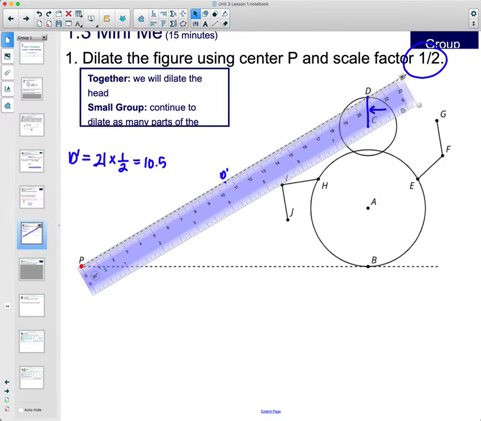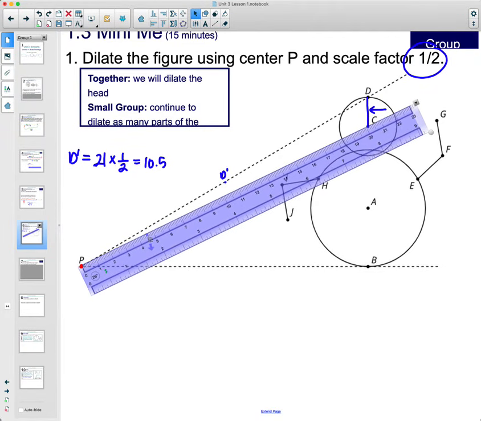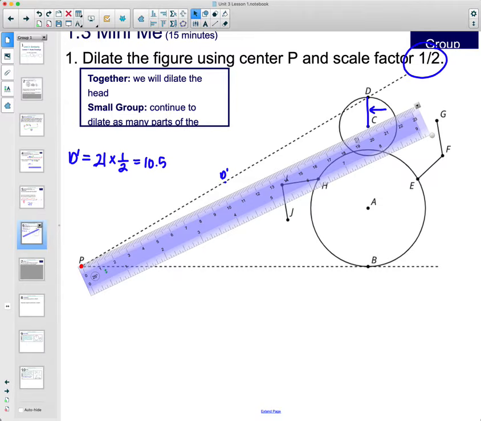So go ahead and get this, to measure to C. Put your ruler there and figure out how far it is to get to C. Mine looks to be 20.2. So C prime would be the 20.2 times the scale factor of 1/2, so 10.1. Then you're going to stay on this line and go to 10.1.